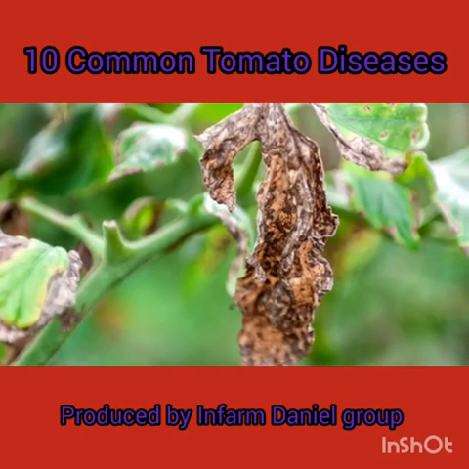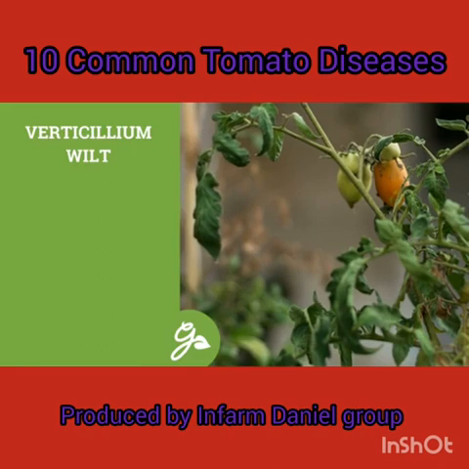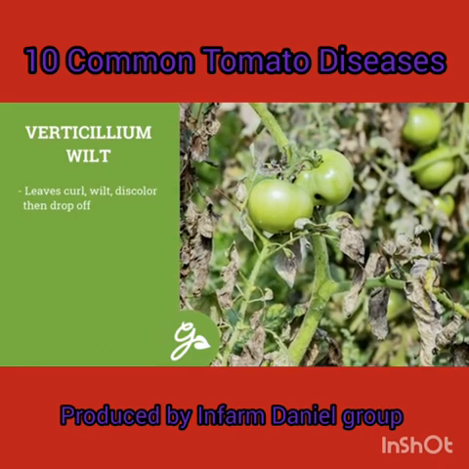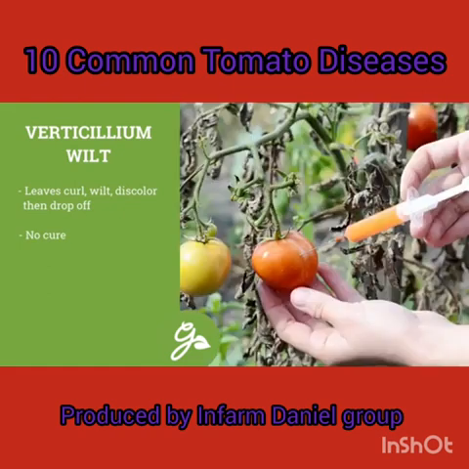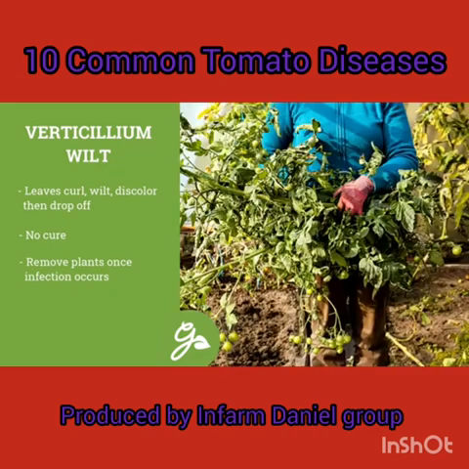Verticillium wilt presents the same leaf symptoms as Fusarium wilt, but it will attack both sides of the plant at once. The leaves will curl, wilt, discolor, and then die and drop off the plant. Verticillium wilt cannot be cured. Once it has entered, the plants need to be removed and destroyed.